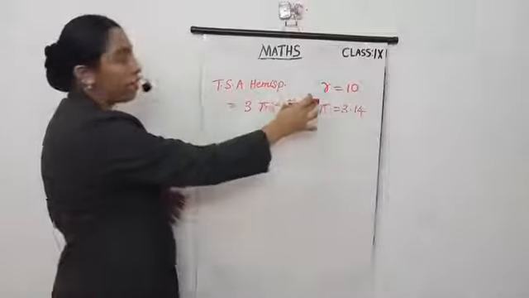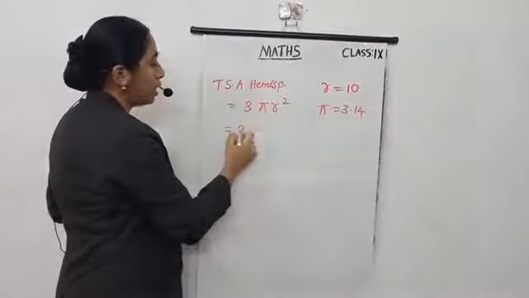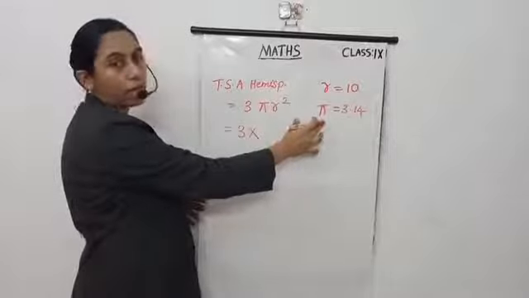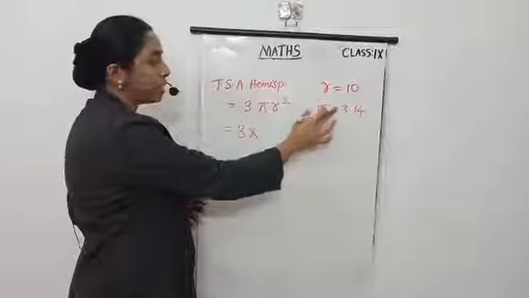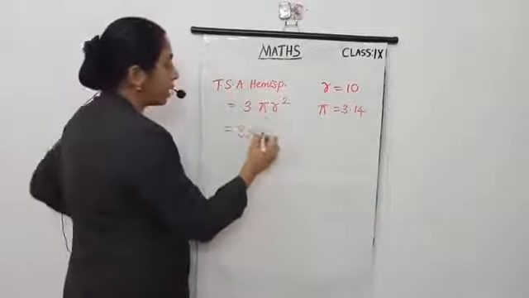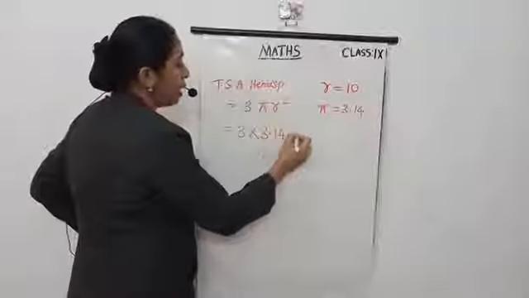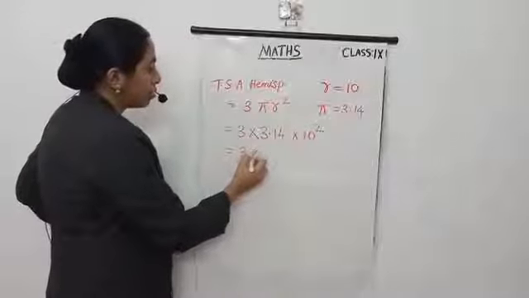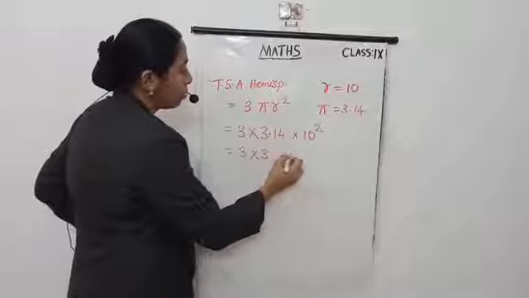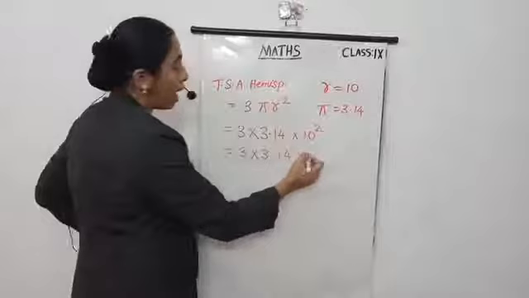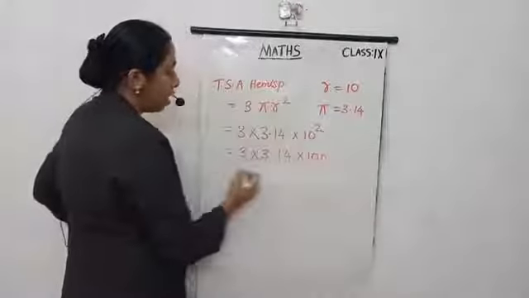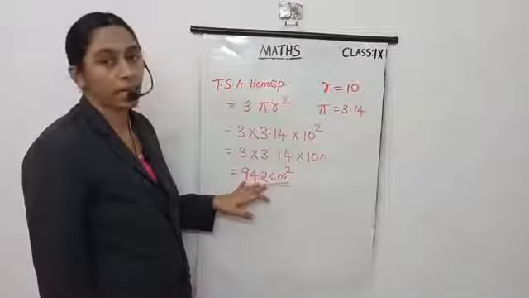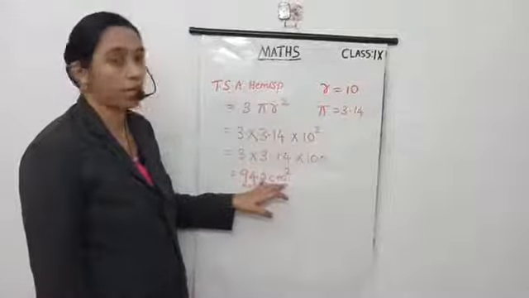Now substitute, given r is 10. So 3 into, we take pi here as 3.14. This is given in the question. So here 3.14 into r is 10, so 10 square. This is equal to 3 into 3.14 into 10 square, 100. 10 into 10, 100. After multiplication, we get 942 centimeter square.